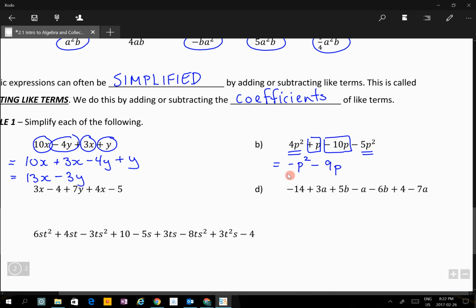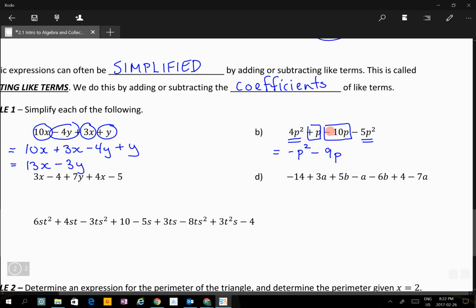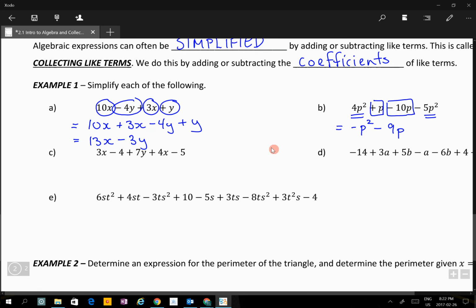Okay, so again, my final result is still an expression with two terms separated by a subtraction sign here. And I cannot combine these two terms because these are not like terms. One has a p squared and the other has a p. All right, looking at C, I'm going to go through these ones a little bit quicker now. So collecting like terms, let's collect the x terms. So 3 plus 4 is 7x.